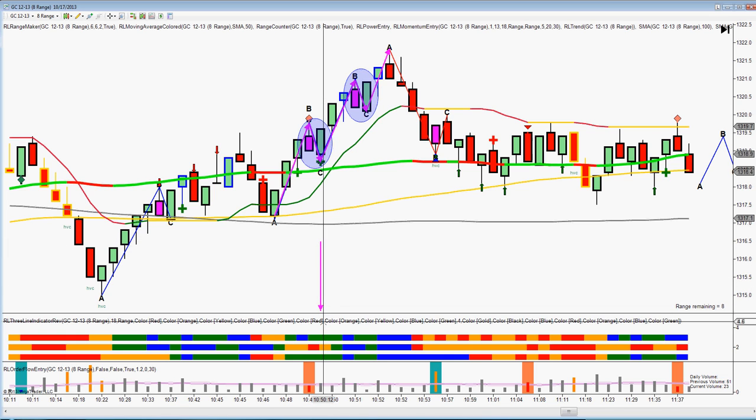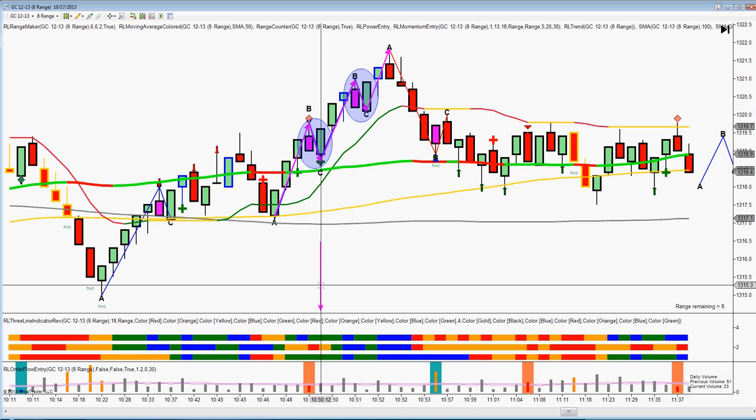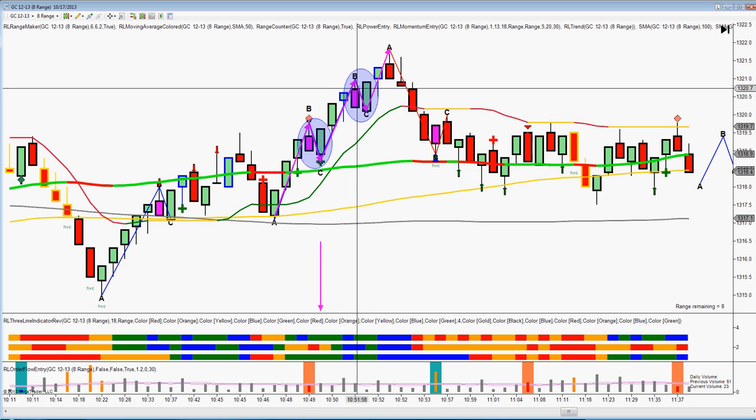on a deep pullback on the close of this candle. You have short-term stochastic with you, long-term stochastic against you, but there's just too much in this trade to pass up. And the move goes to the upside, and you get yourself, I believe, probably 10 ticks or a little bit more.